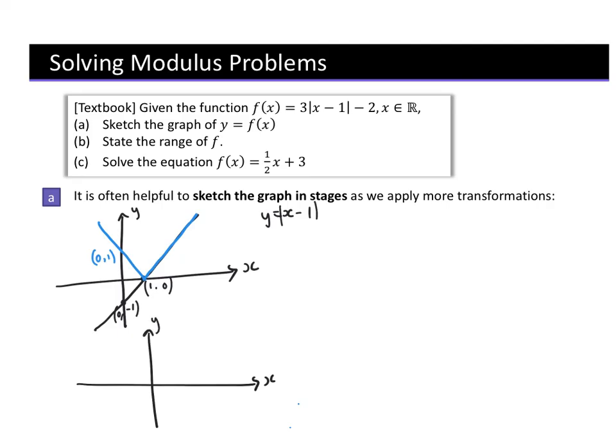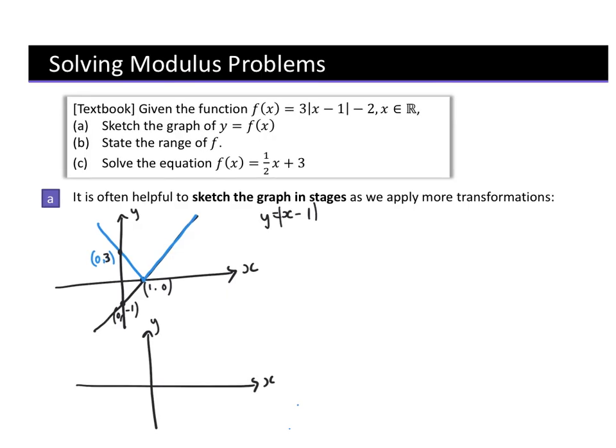Imagine if I shift it down: this is now 3, isn't it? Instead of crossing at 3, it's going to cross at 1. And here, instead of it being 0, it's going to be negative 2. So we're going to have 1, negative 2, and we're going to have 0, 1. Again, you can draw this graph section by section. That is completely fine. I personally find it easier to do that.